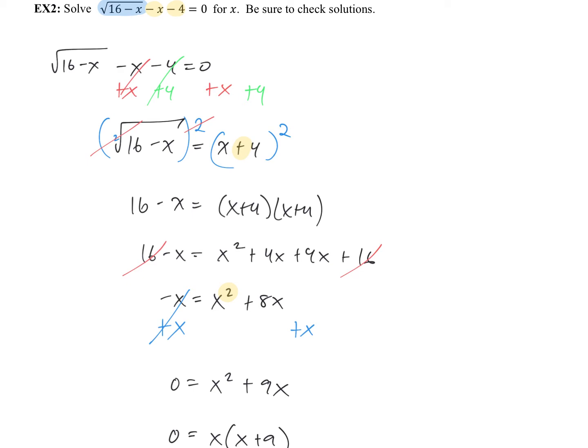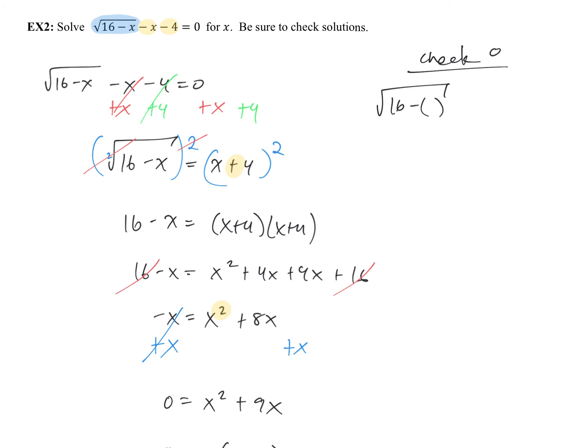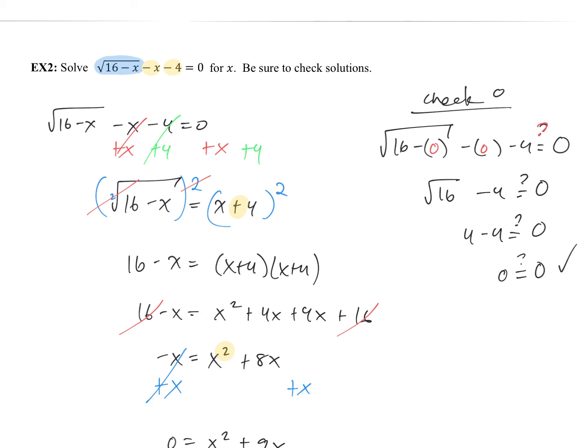We need to check and make sure that our answers work. So let's go ahead and show the checking. So the square root of 16 minus, and we'll go ahead and check which one. Let's check 0. Minus 0, minus 4. We want to make sure if that equals 0. So it's my little question mark right there. So I have 0. 16 minus 0 is the square root of 16. Minus 4, is that equal to 0? Square root of 16 is 4, so minus 4. Is that equal to 0? Yes, it is. 4 minus 4 is equal to 0. So 0 checks out. 0 is an answer.